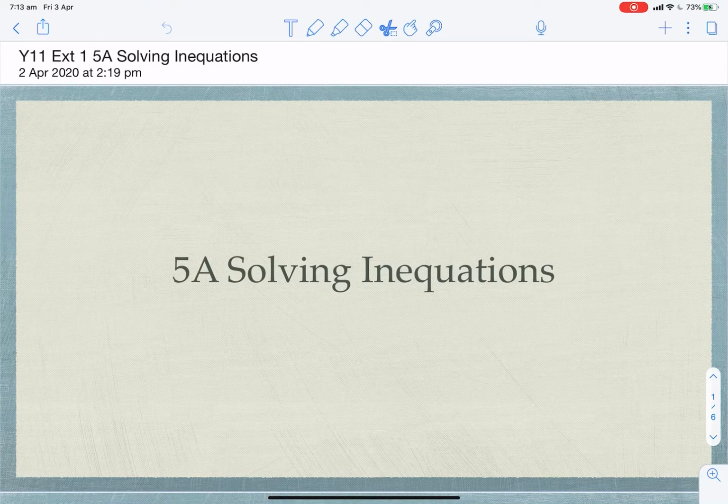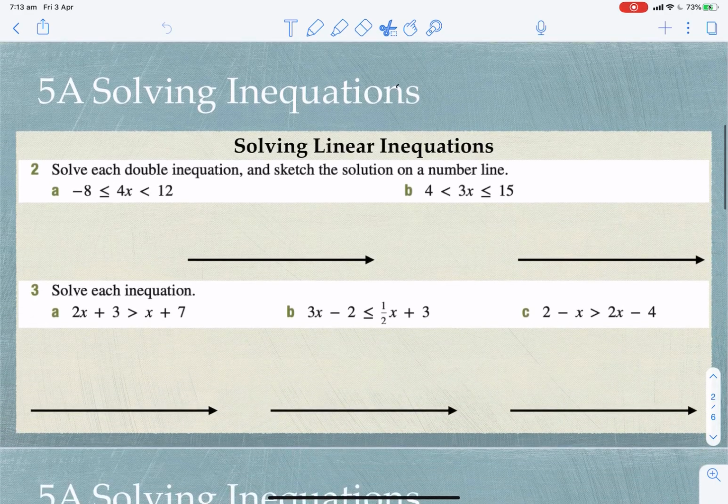Hi everyone, today we're going to start chapter 5 for graphs. The first one is solving inequations. I'm pretty sure you guys remember how to solve inequations, so let's do a few quick examples.